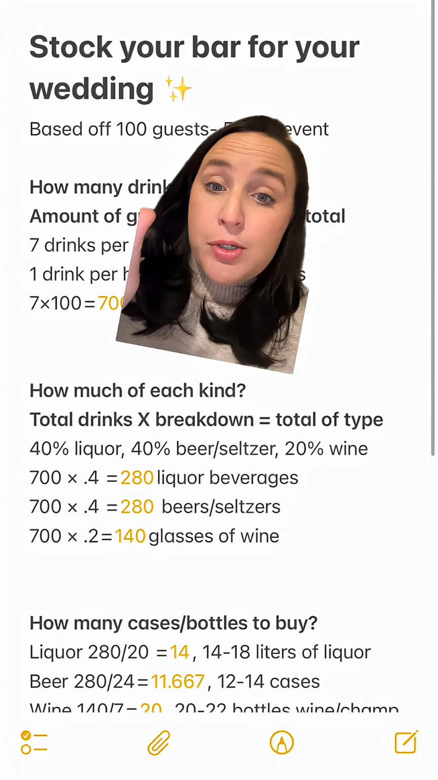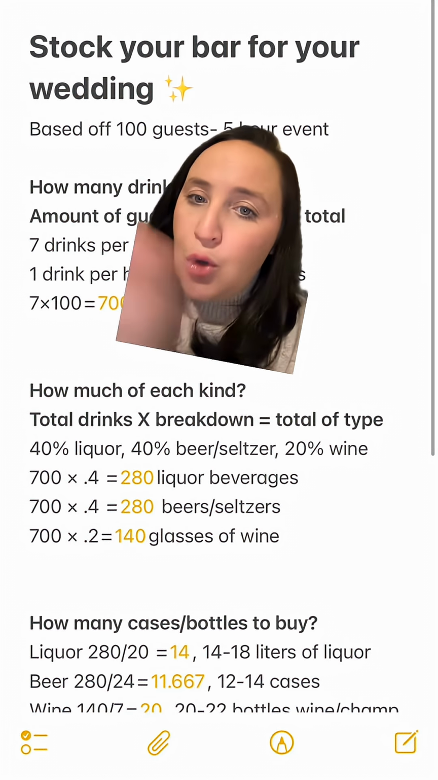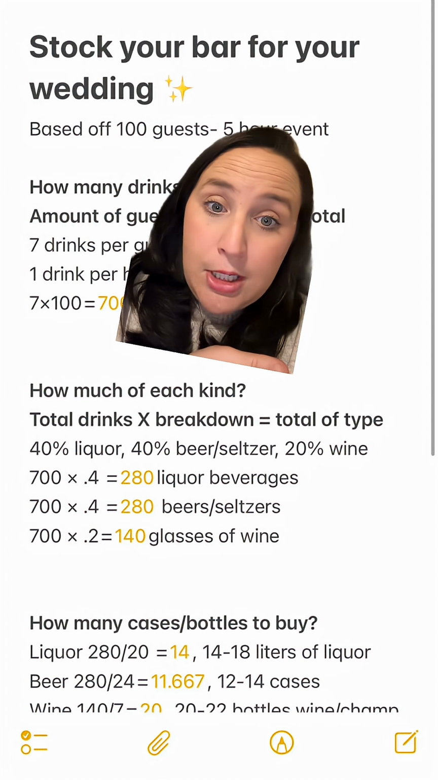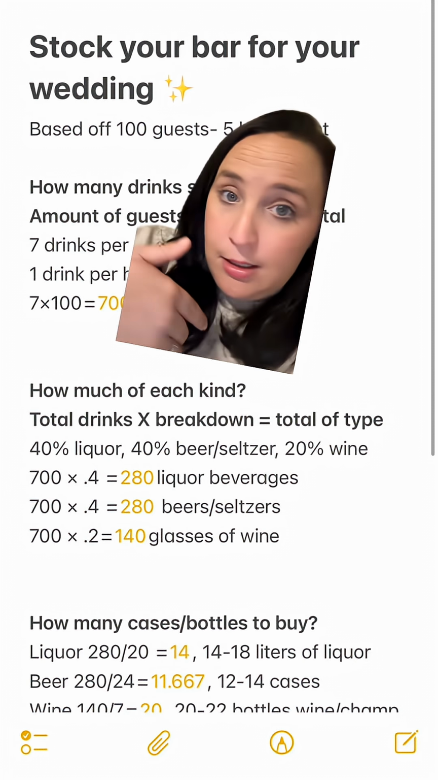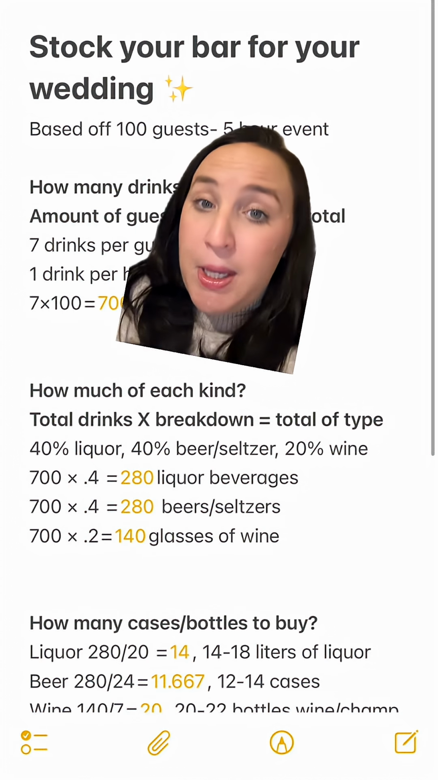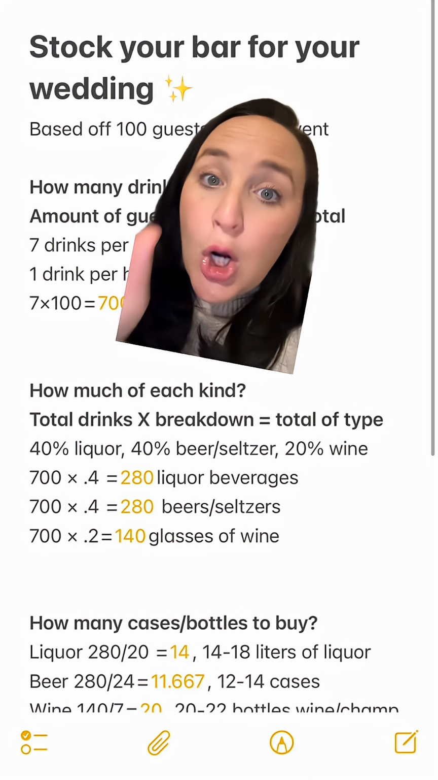The next equation that we're focusing on: how many drinks of each kind? The equation for that is the total drinks times whatever your breakdown is going to be equals the total type. The most common breakdown that I see in Pittsburgh, Pennsylvania is the guests being 40% liquor drinkers, 40% beer and seltzer drinkers, and 20% wine drinkers.